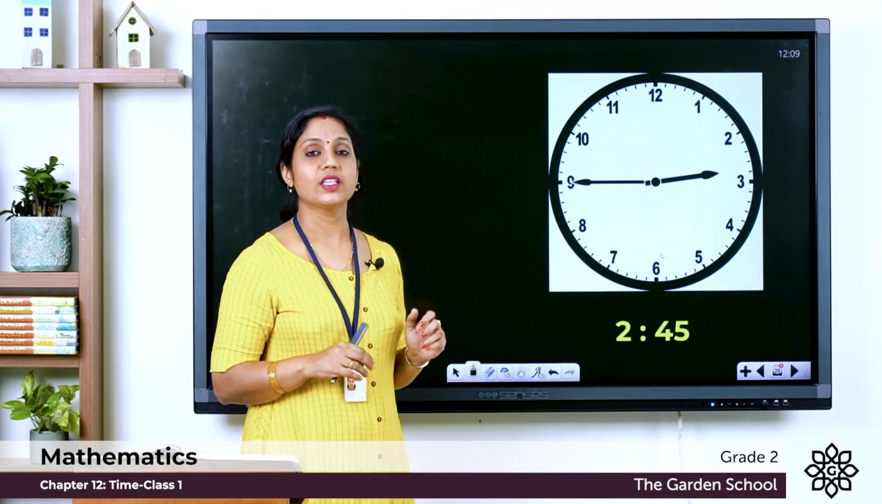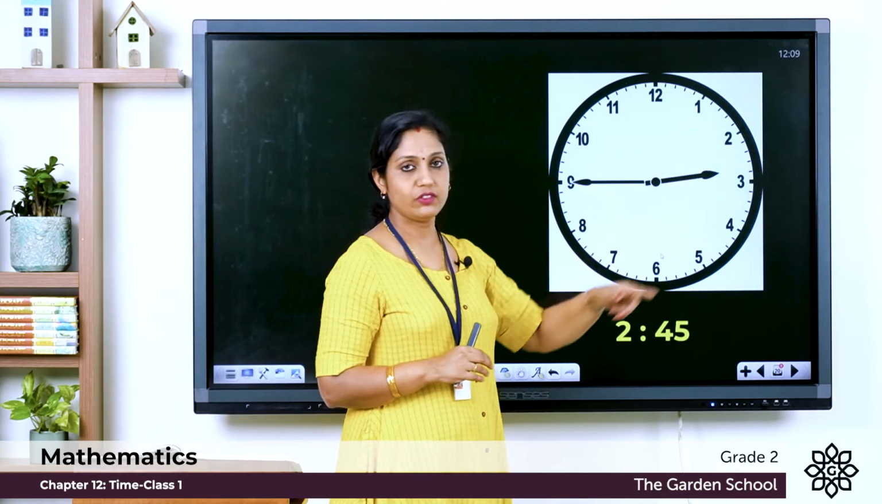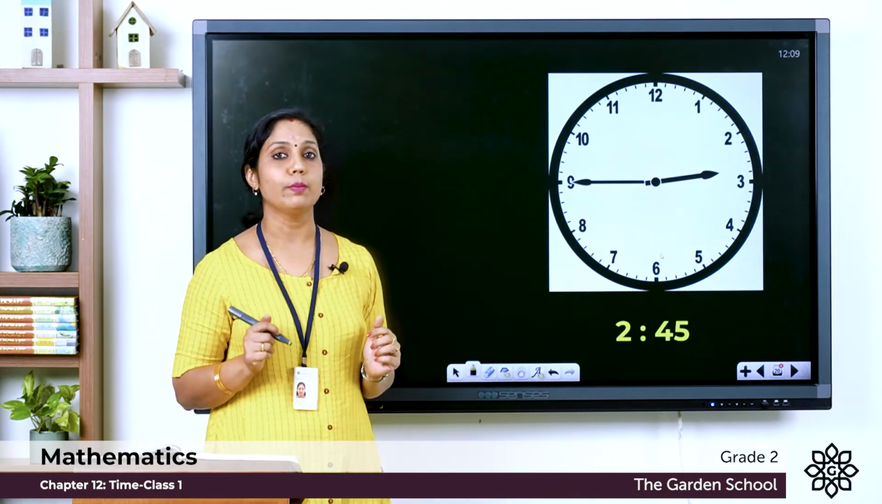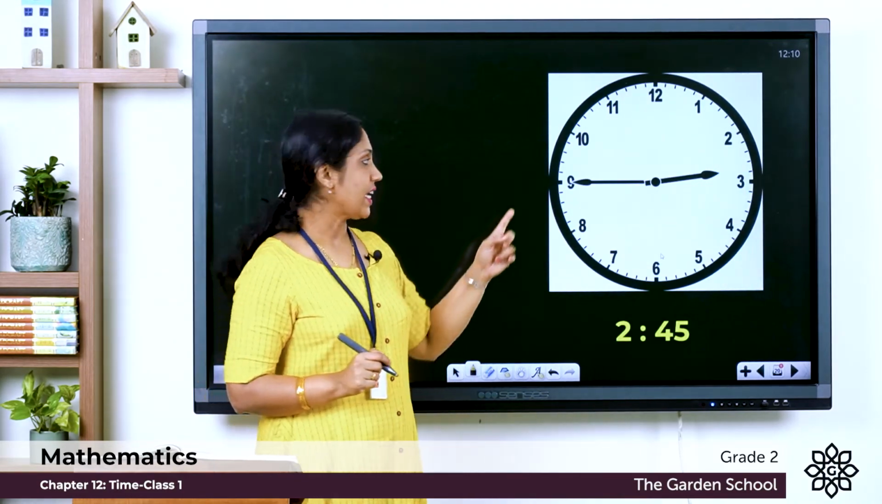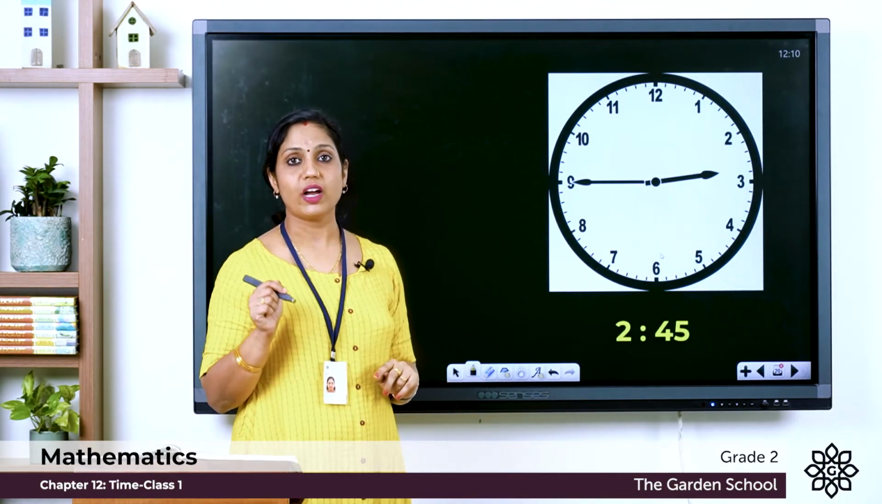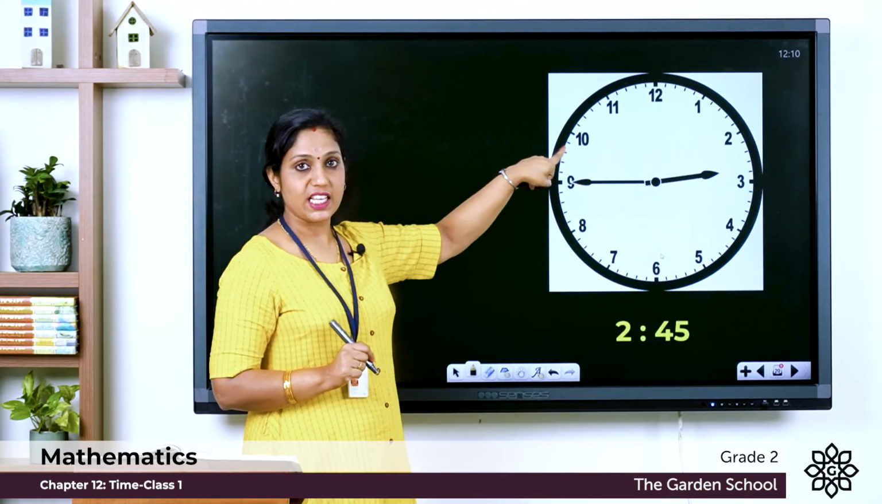Here you can see that the hour hand is in between 2 and 3. And where is the minutes hand? The minutes hand is on 9. When the minutes hand reaches 9, we can say that it is 45 minutes. So here after 2 o'clock, 45 minutes has passed.